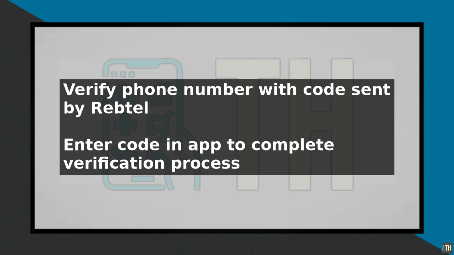To make a call, simply enter the phone number of the person you want to call and select the call button. Rebtel will connect your call and you can start talking. You can also send messages, including text, images, and videos, to your contacts.